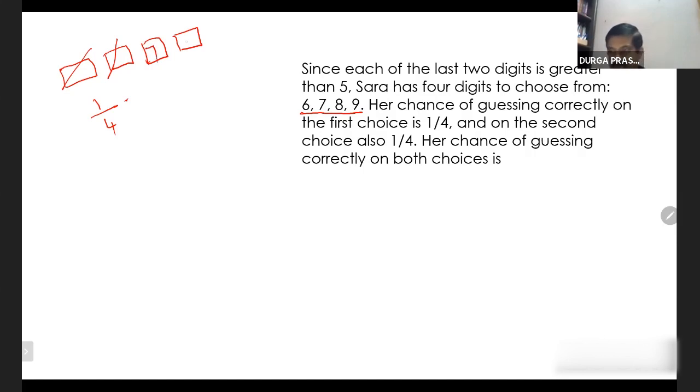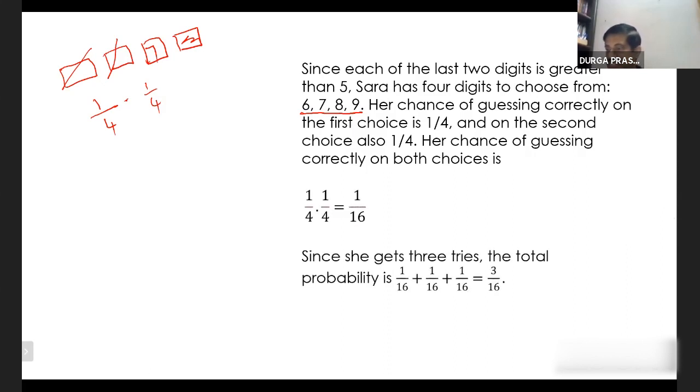She can again pick 7 also because numbers can be repeated for a pin. It's not that any number comes only once. So for this block also, we again have 1 out of 4 possibilities. Therefore, the total chance for the third and fourth is 1 out of 16, sorry. So she gets 3 chances. That is 1 out of 16 plus 1 out of 16 plus 1 out of 16. So this is 3 out of 16.